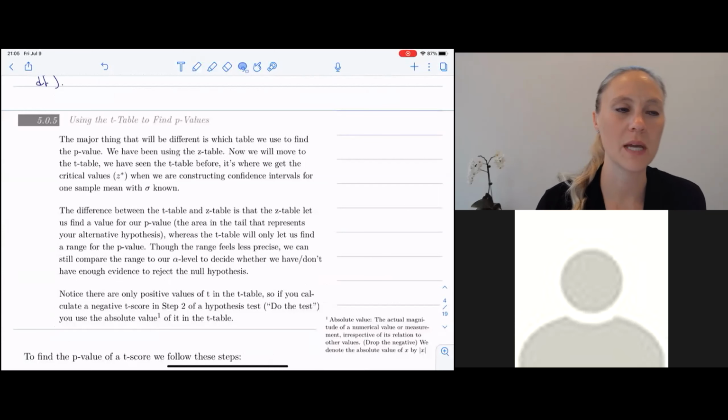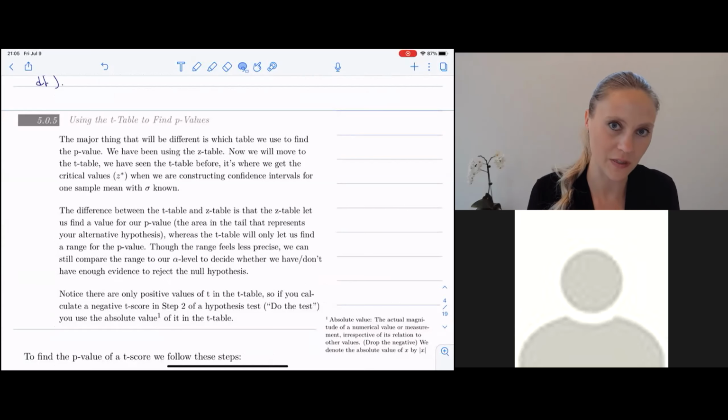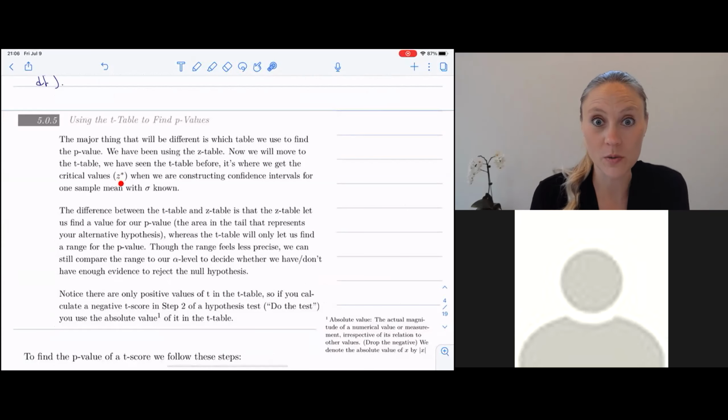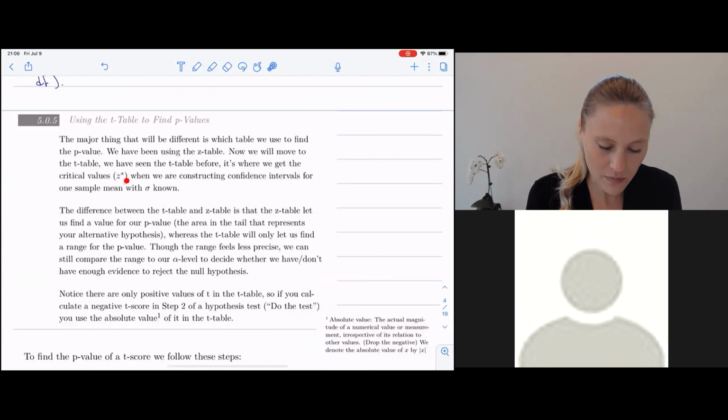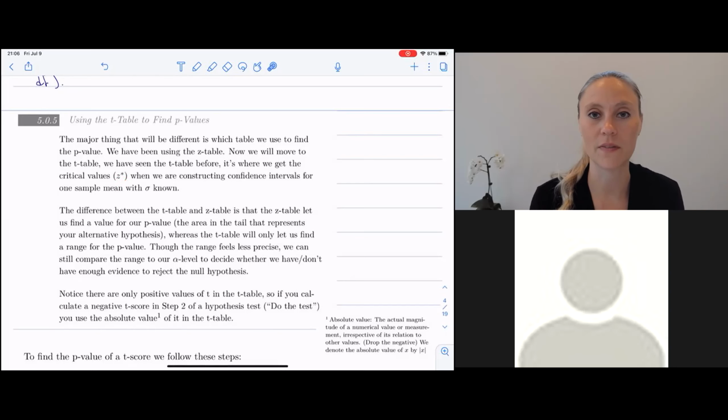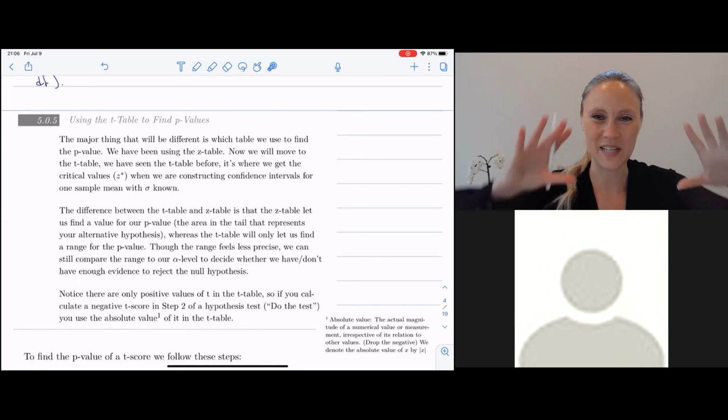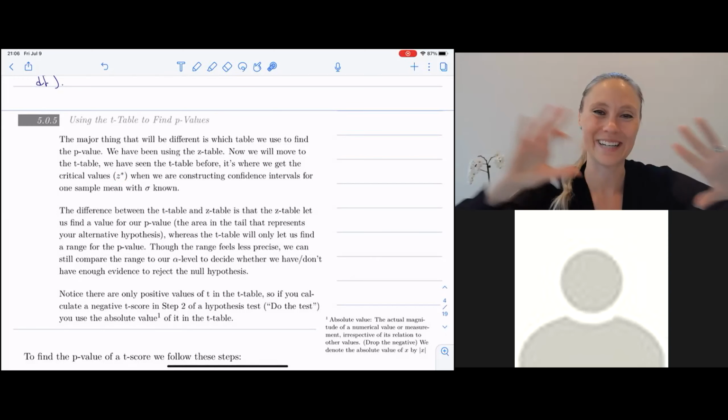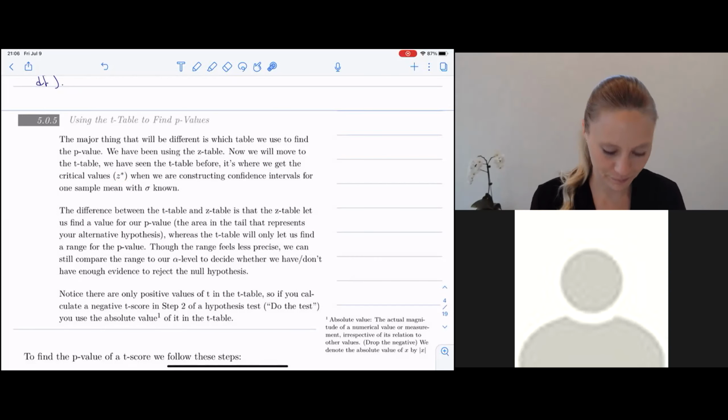One of the main things that changes is that instead of using the Z table, of course, because we're not calculating Zs anymore, we're calculating Ts, we have to use the T table. Now, we've seen the T table before. We used it to find Z stars, the critical values for confidence intervals that we built in chapter 4. Now we're going to use it in kind of the same way for Ts. It's just got that added layer of the degrees of freedom, that middle section that I said to just ignore for now. Now we're going to look at it.